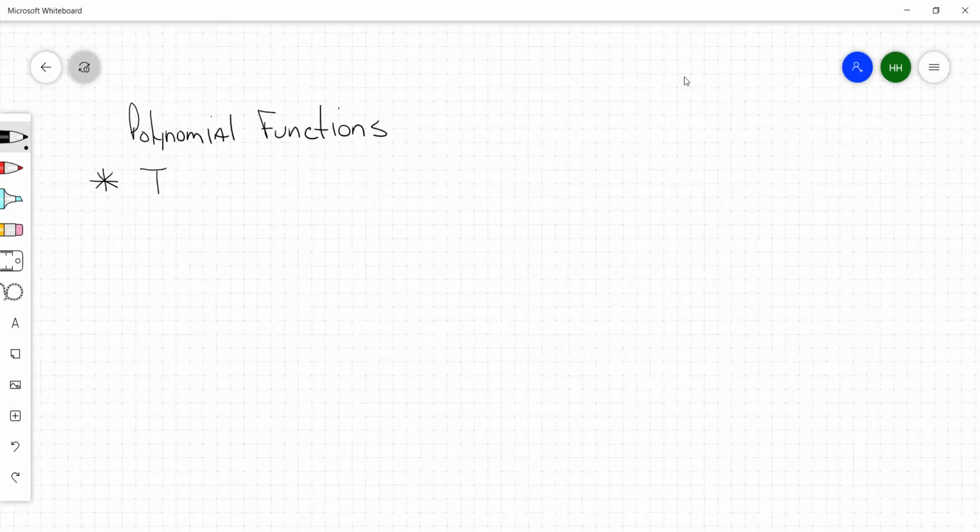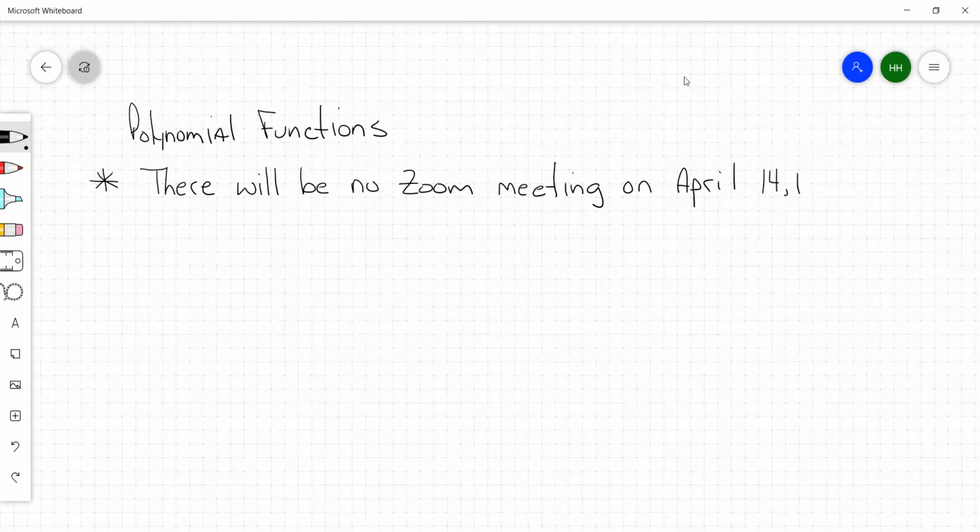E-learners, there will be no Zoom meeting on April 14, 15, or 16. No Zoom meeting on April 14, 15, 16. That's Wednesday, Thursday, Friday this week.